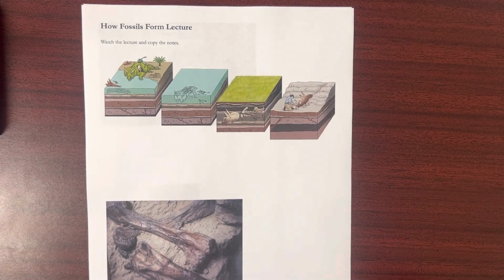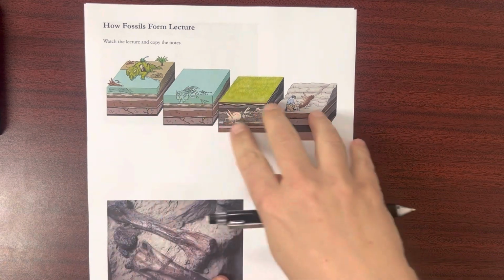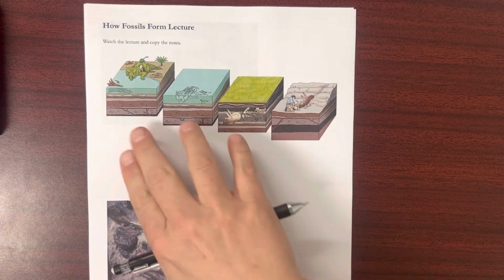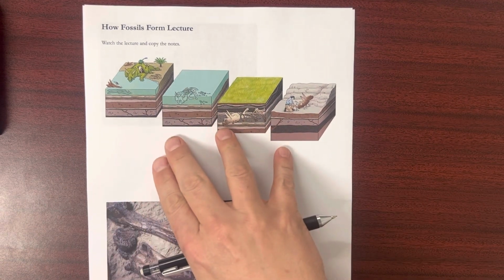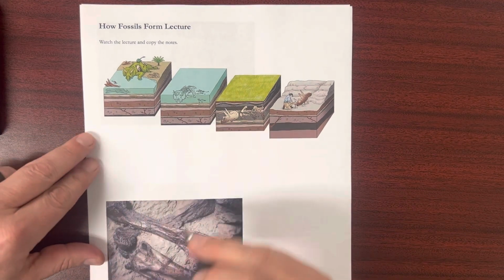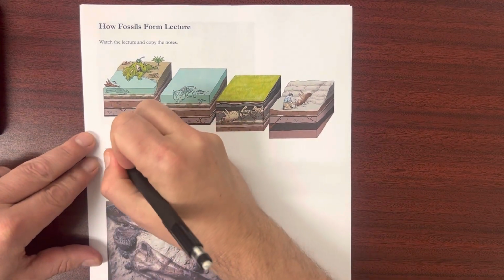Hello. Today I'm going to talk about fossils and how various types of fossils form. So in this image here, this diagram shows a simplified version of how fossils form. You see this dinosaur here dying.